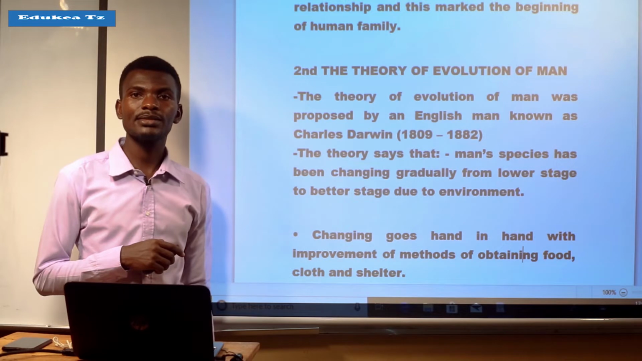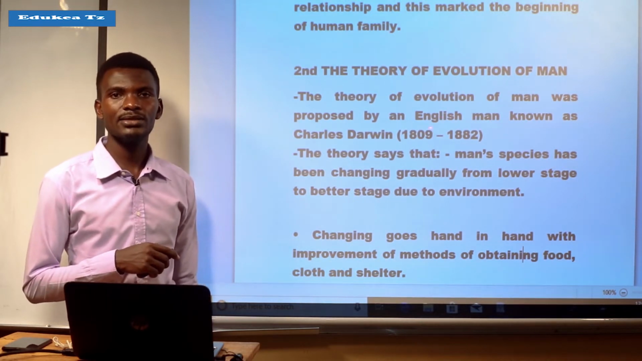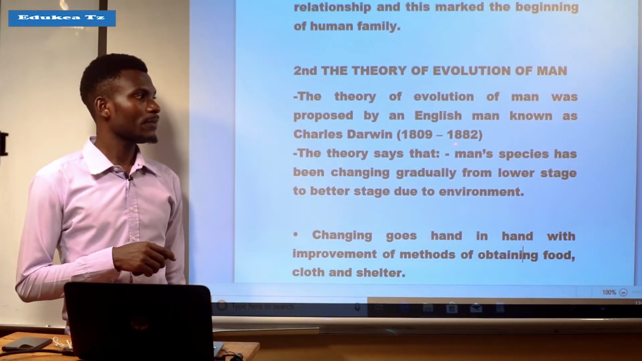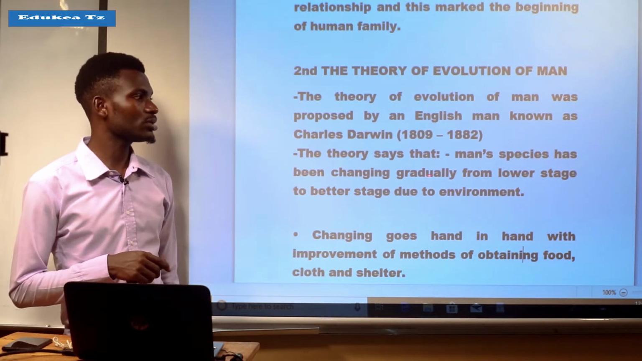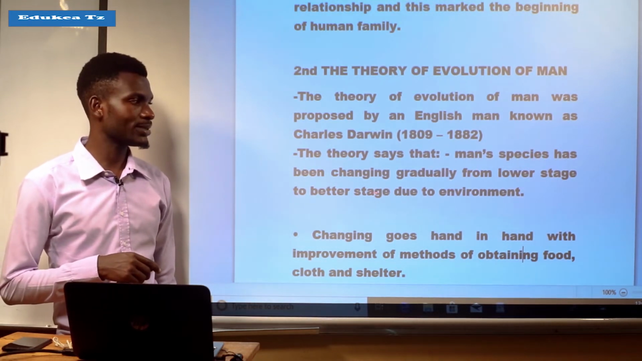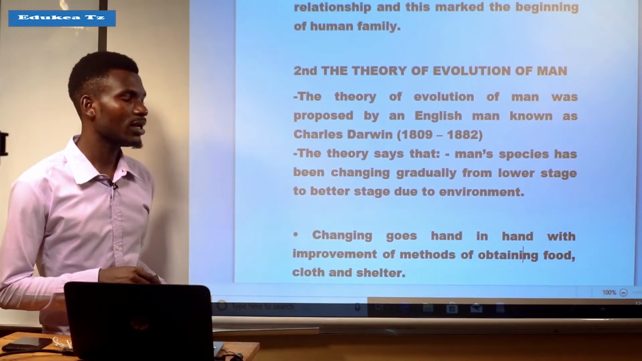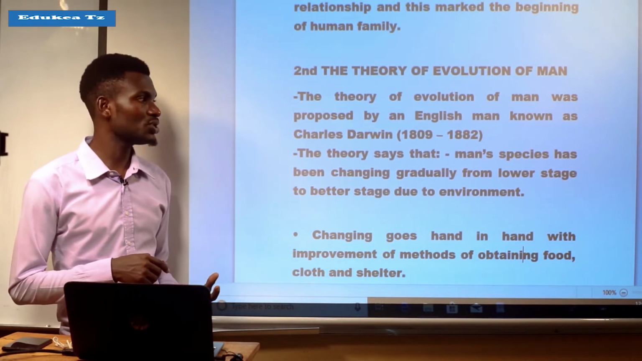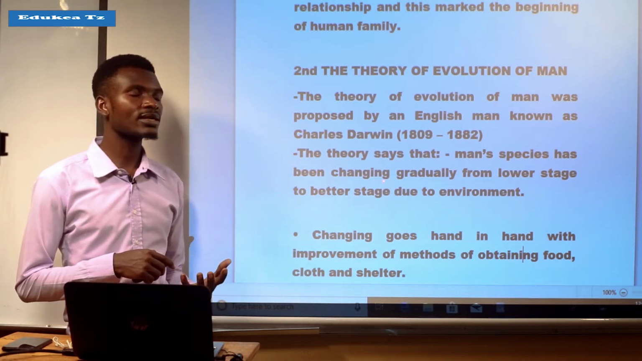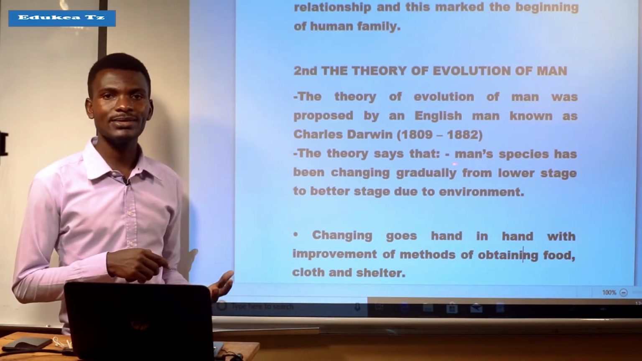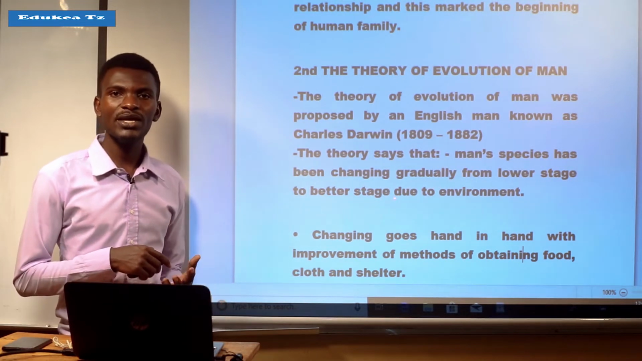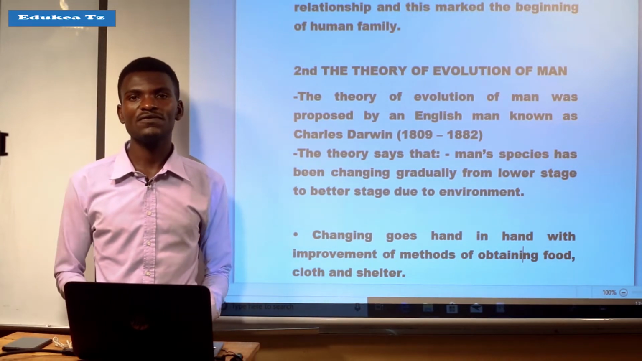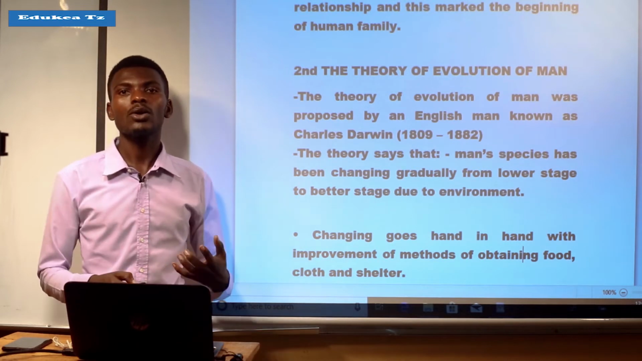He suggested that man passed through different stages until he became the modern man. The theory says that man's species had been changing gradually from a lower stage to a better stage due to the environment that surrounds him.